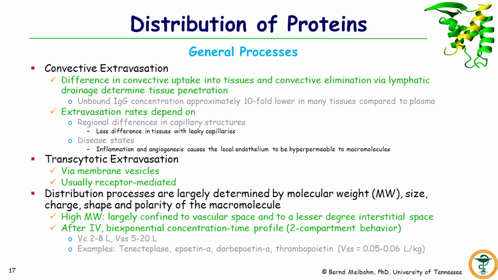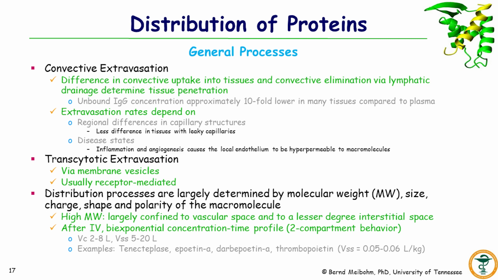Distribution processes are largely determined by molecular weight, size, shape, and charge and polarity of the macromolecule. So for example, those with high molecular weight are usually confined to the vascular space, and to a lesser degree, as I mentioned, to the interstitial space.